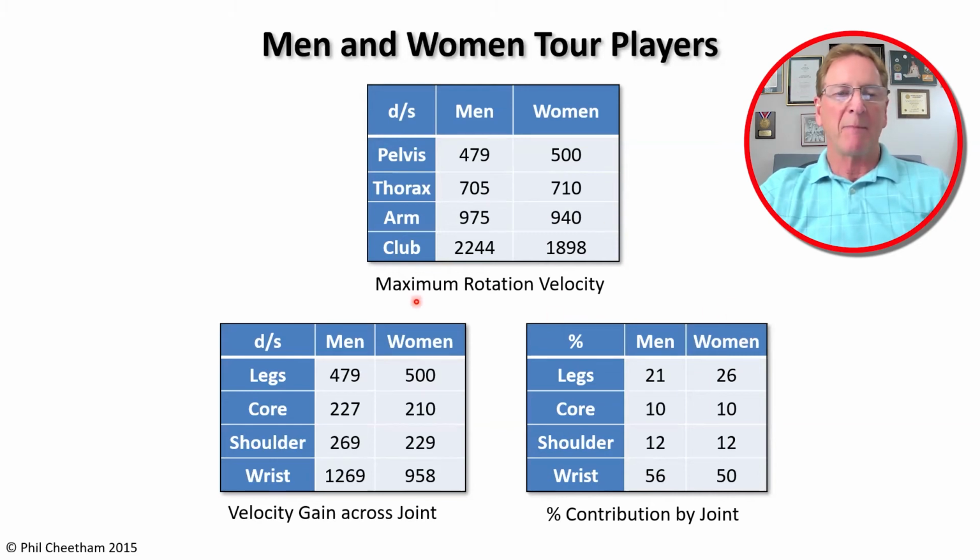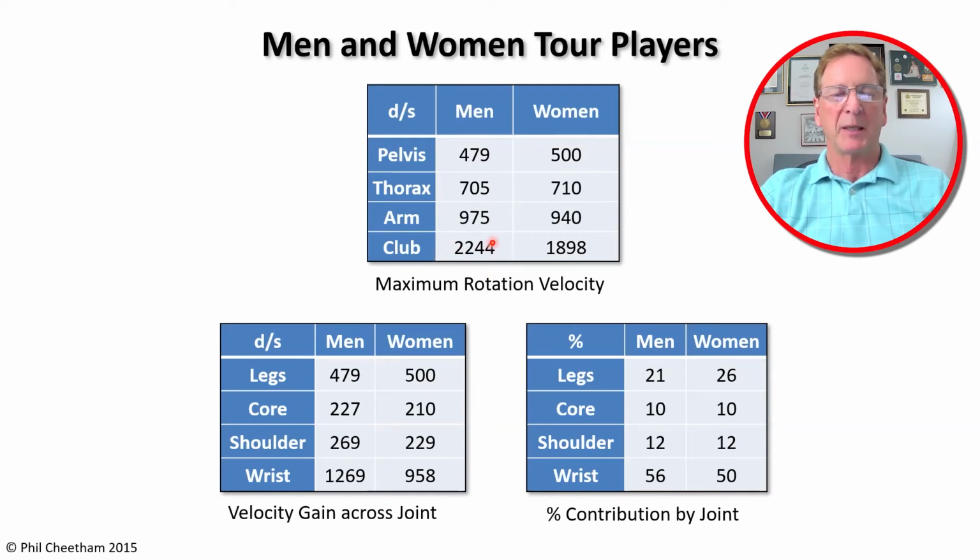So let's look at the maximum rotational velocity of the pelvis, the thorax, the arm, and the club, so the body segments. We see that actually the women on average are faster than the men in the rotation speed of the pelvis, 500 versus 479. About the same in the thorax speed, 700 versus 710. But now the women start to slow down and drop away compared to the speed of the men. The men's arm speed, about 970 degrees per second. The women only 940.